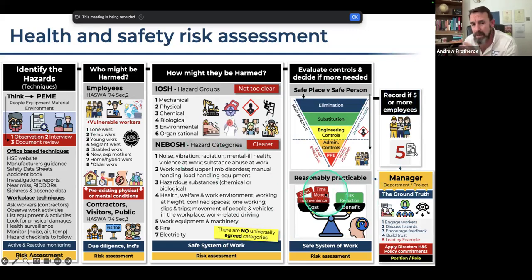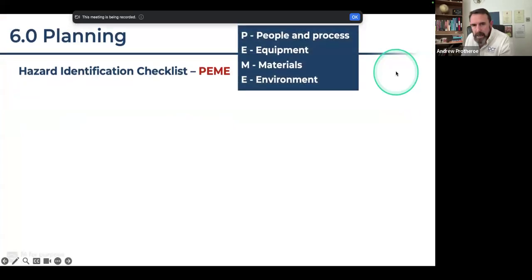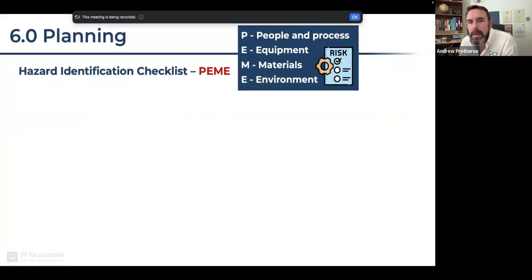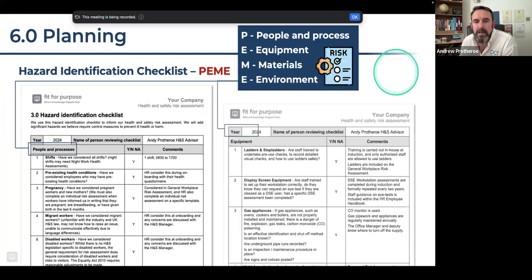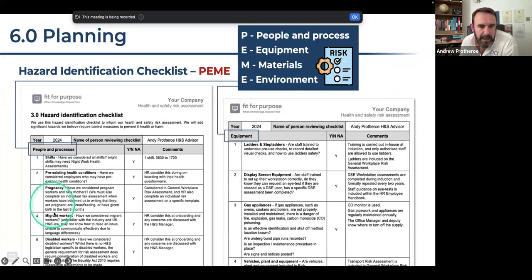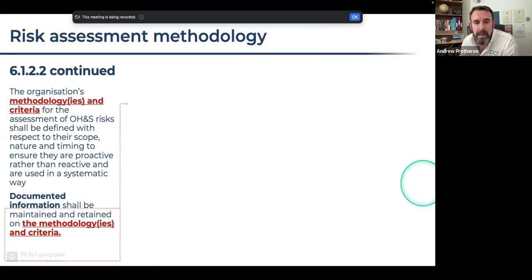For ISO, we do risk assessment right across the board, which I'm going to show you in a moment. Hazard identification, something good for us. PME, I guide companies: people, equipment, materials, and environment. Get yourself a hazard checklist. If it's a specific checklist, it really helps across the organization. Really good to have a hazard identification checklist. Really important. And this is the big one. It really is the big one.